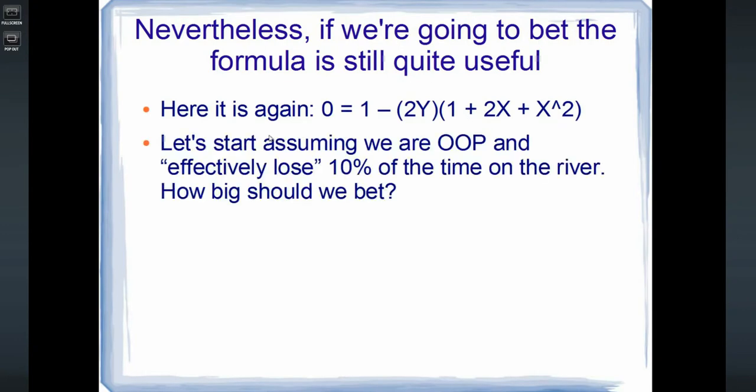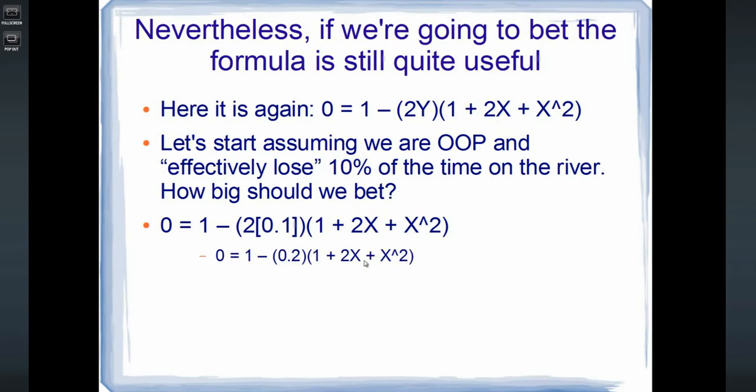And let's use it. So let's start assuming we are out of position and effectively lose 10% of the time on the river. How big should we bet? So again, X is our bet sizing and Y is how often we're beat. So we are going to plug in 10% for Y because that's how often we're beat. Then we're going to use the wonderful world of math to simplify this and eventually get this right here. 0 equals 0.8 minus 0.4x minus 0.2x squared.